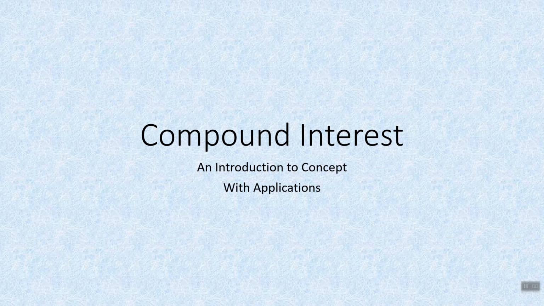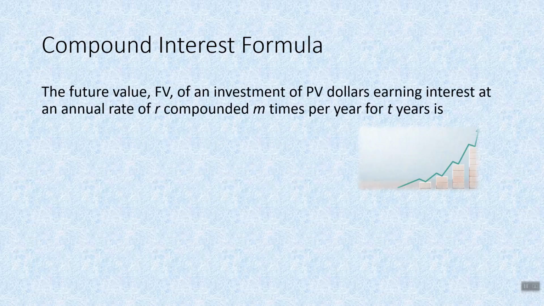Here's an introduction to compound interest with applications. Let's look at our compound interest formula. The future value, FV, of an investment of PV dollars earning interest at an annual rate of R compounded M times per year for T years is given by the formula FV equals PV, and then in parentheses 1 plus R over M, to the power of MT.